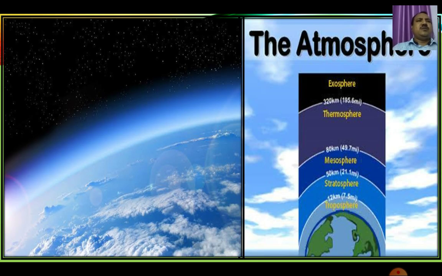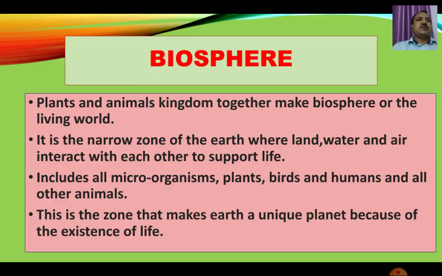So this is the image of the atmosphere. Already you have got the different layers of the atmosphere in class 6, such as troposphere, stratosphere, mesosphere, thermosphere and exosphere. We are going to get more details about the atmosphere in the next chapter.